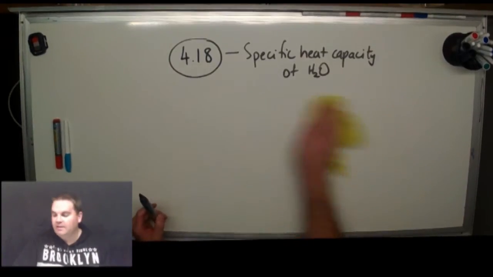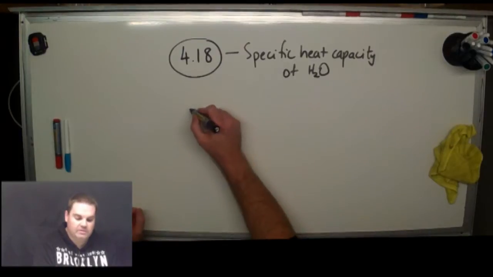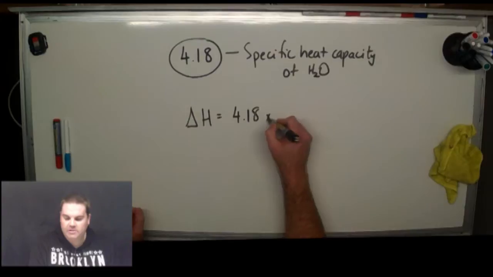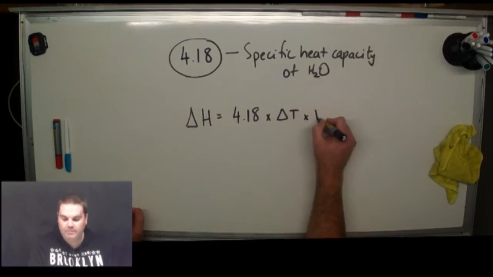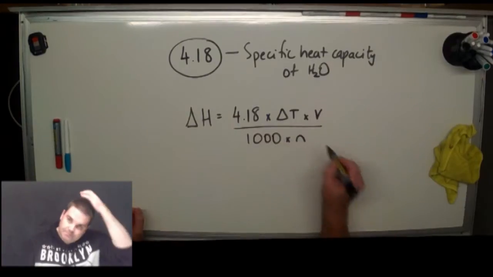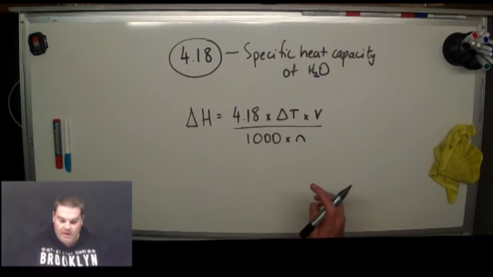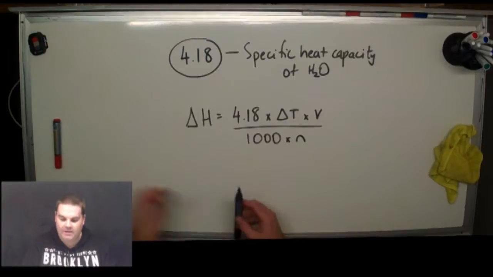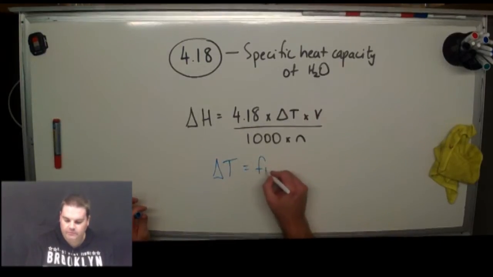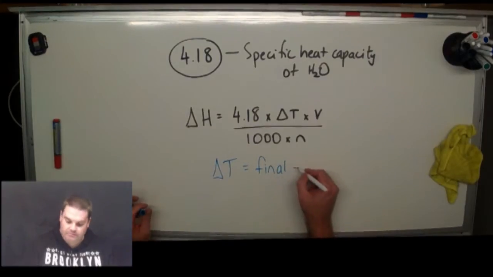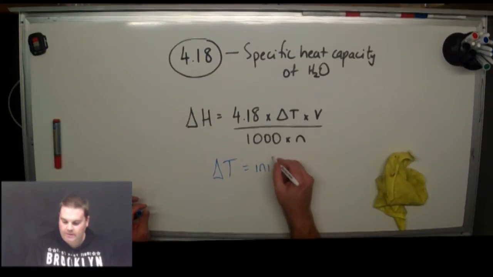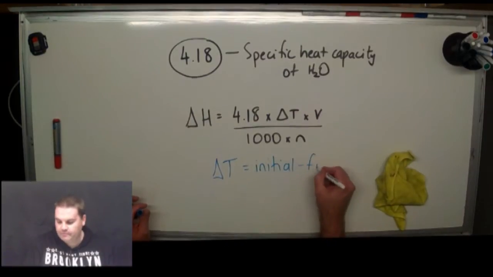To calculate our enthalpy we use delta H equals 4.18 times the change in temperature times the volume over 1000, divided by the number of moles. Our change in temperature, delta T, is our final take away our initial. Sorry, my brain jumped ahead of myself: initial take away final.